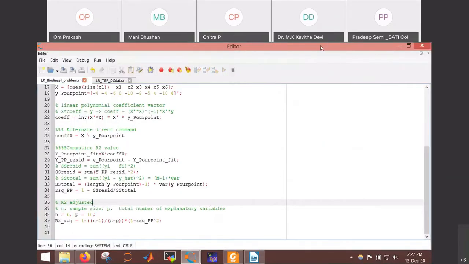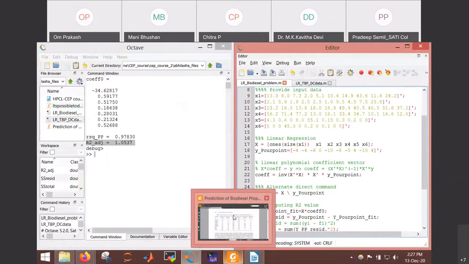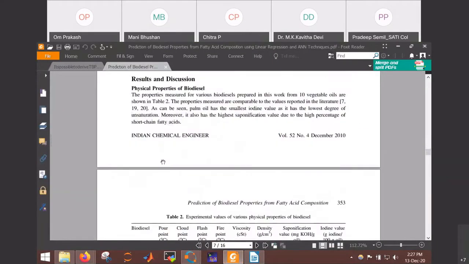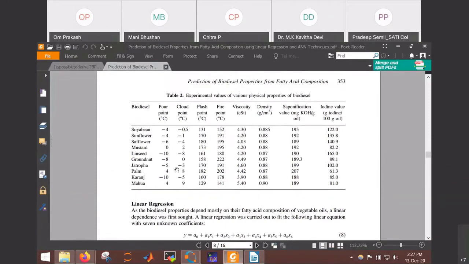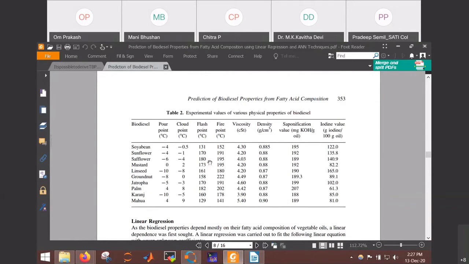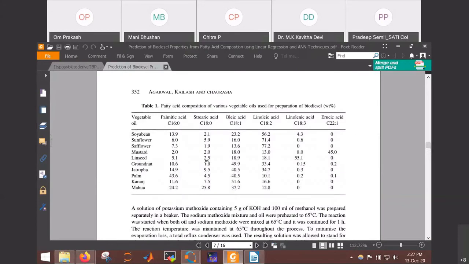Okay, so this problem is complete. I had fatty acid compositions and I wanted to fit a straight line for a physical property, the pour point. Similarly, we can do it for cloud point, flash point, and fire point, and in future if somebody gives me some fatty acid composition, then I can predict the property.